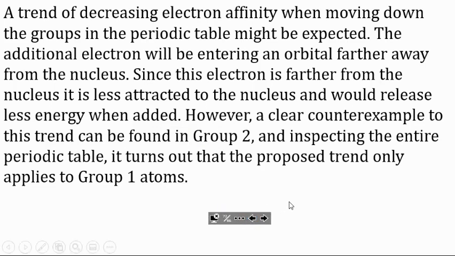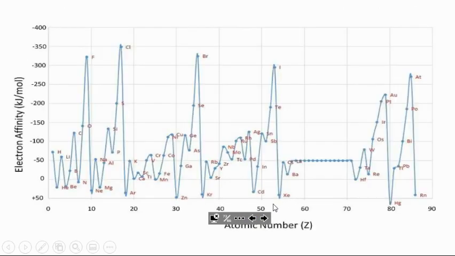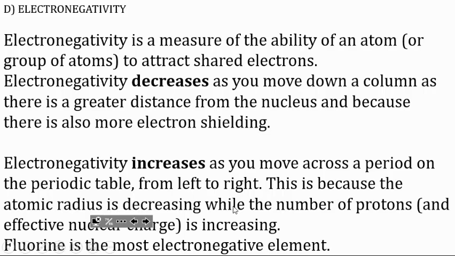We have a trend of decreasing electron affinity when moving down because you're moving further away. The distance increases from that electron. All right, so there is a trend for that if you'd like to look at those. And again, you get a little bit of a jump here and then dips, because your noble gases really don't need electrons. Okay, and then we talk about electronegativity.